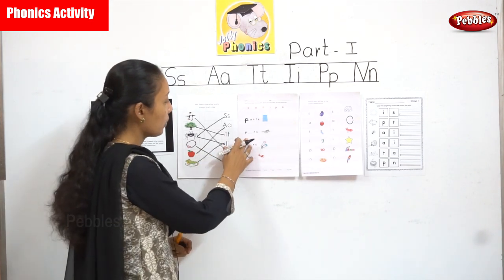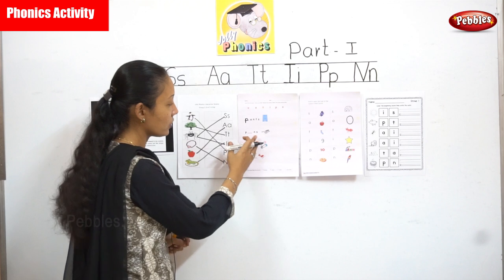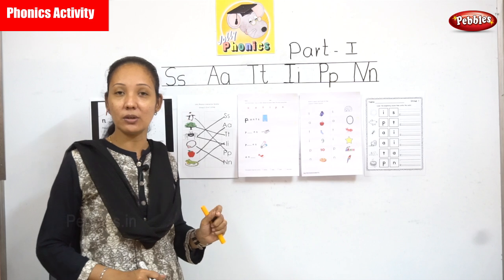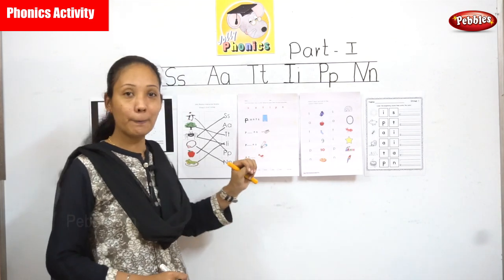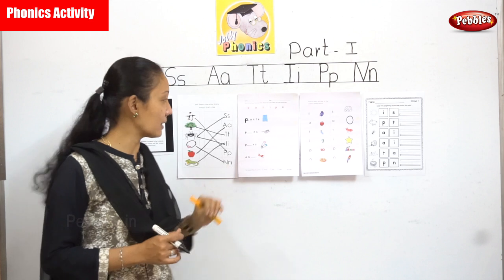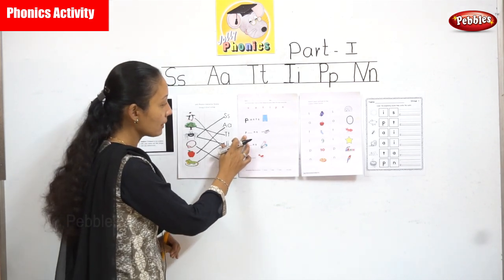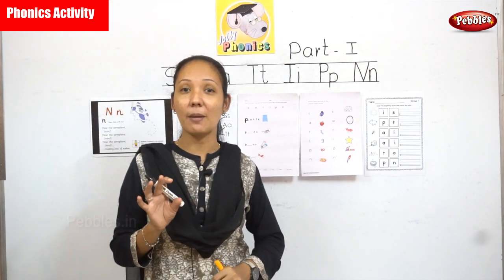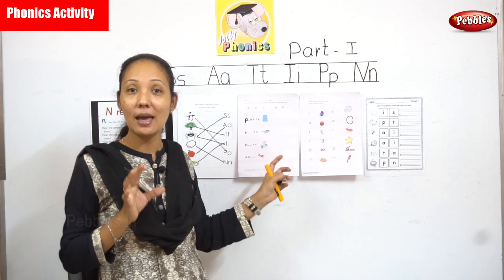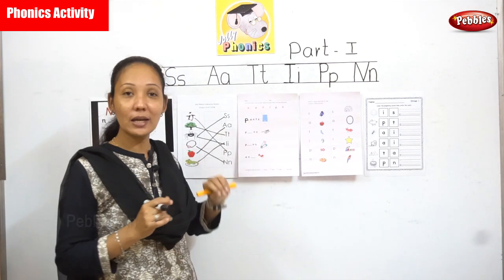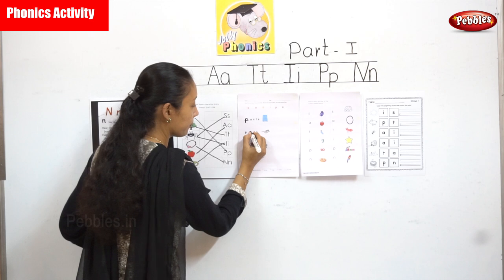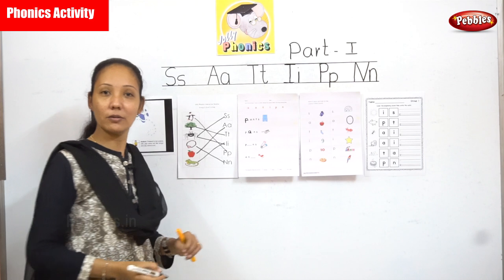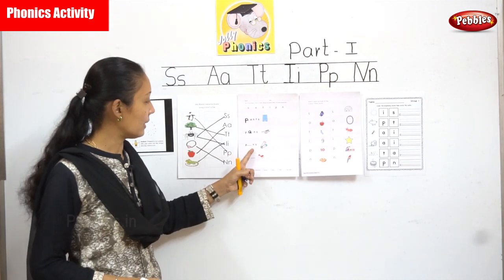Now next one, we have here again P, you have a dash and N, S. So what is the picture that you can see here children? Yes, you can see two pans. Now what can be the letter or the sound that you're going to write here? Pans. So what can be the sound? A. Yes. So you need to write your sound A. Alright? Yes.